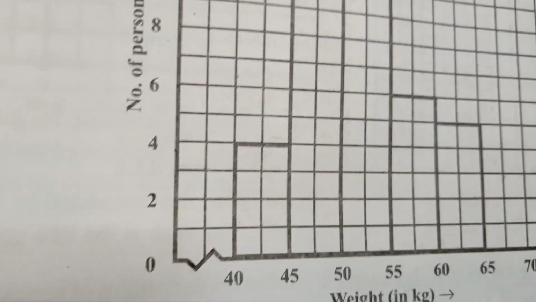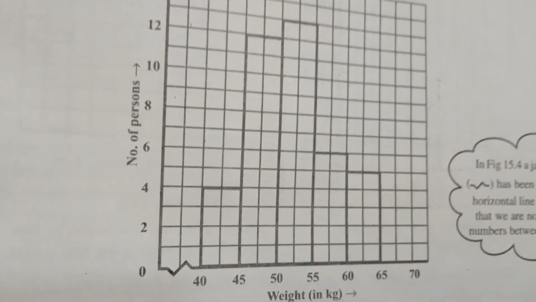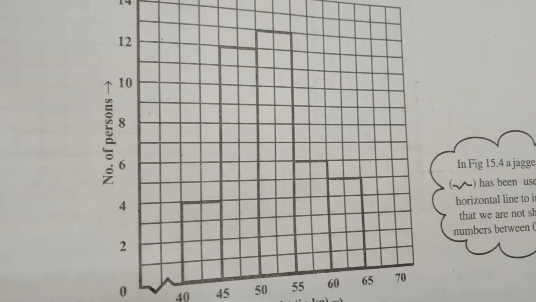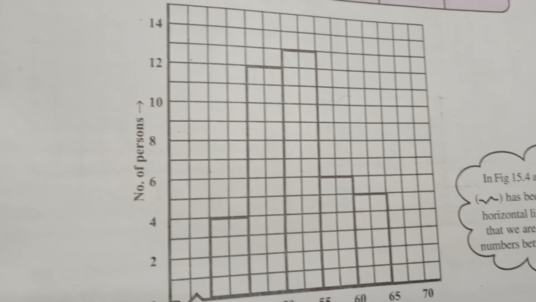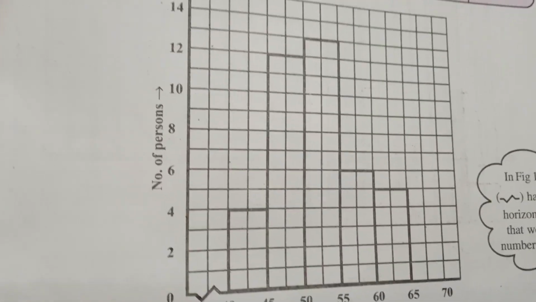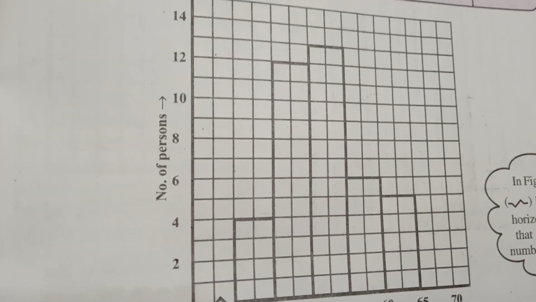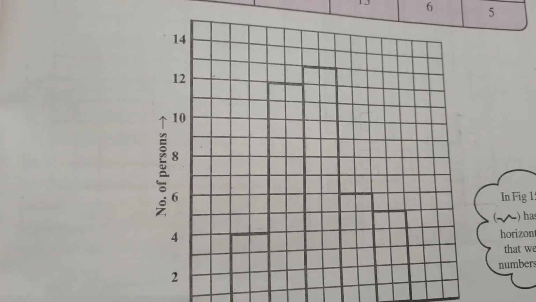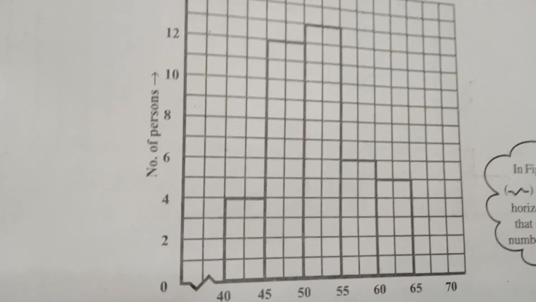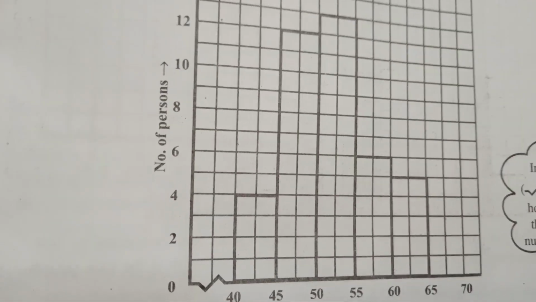This is the jogged line, between 0 and 40 there are so many values, which we are not representing. You can clearly observe in the histogram there is no gap between the rectangular bars, and the width of the bars must be the same. Here the width of the bars is the same. Sometimes the width of the bars also changes, depending upon the given information.